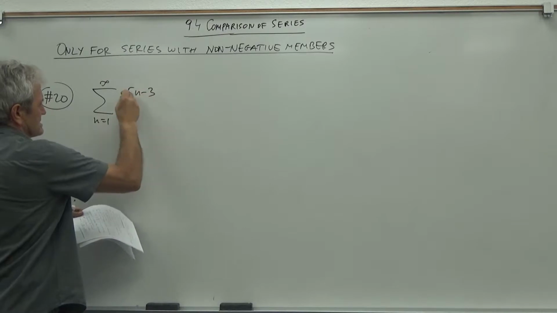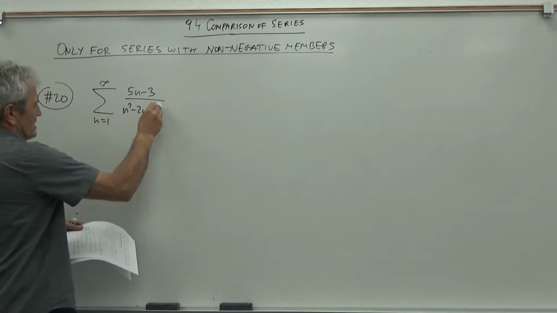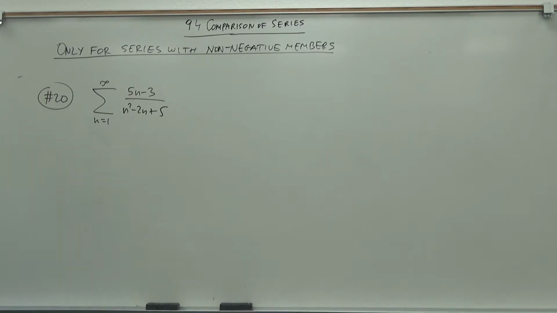5n minus 3 over n squared minus 2n plus 5. Again, I always advise you to look at the problem. Don't immediately start calculating, calling tests and everything. Just look at it and see how it reads. So what happens here?